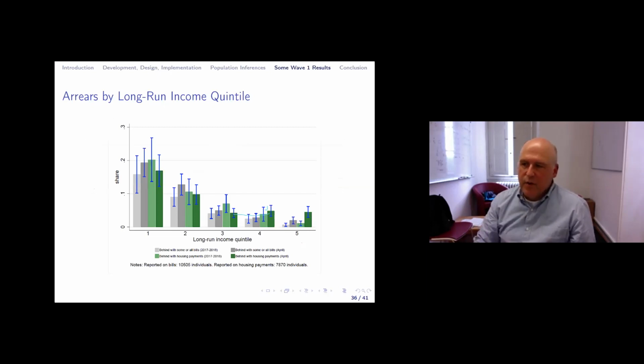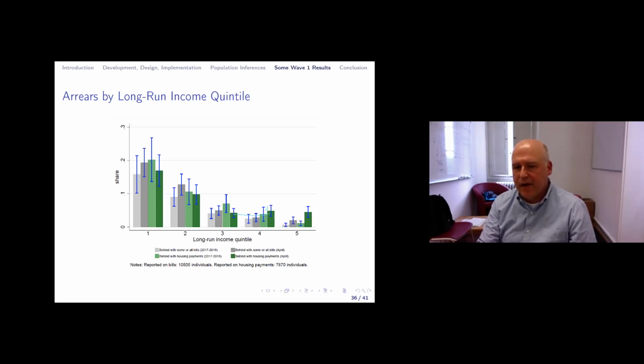I think I'll show one last picture and then I'll stop because I know I've gone too long. This is arrears by long-run income quintile. The gray bars are whether you're behind on any of your bills. The green bars are whether you're behind on housing payments, so mortgage or rent, excluding other bills.